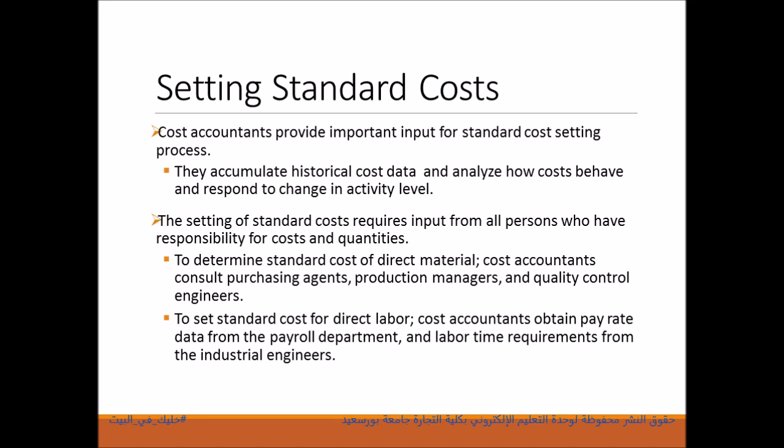Many other parties contribute to setting standard costs. For instance, to determine standard cost of raw material, cost accountants consult purchasing agents, production managers, and quality control engineers. And to set standard cost of direct labor, cost accountants obtain pay rate data from the payroll department and obtain information about labor time requirements from the industrial engineers.